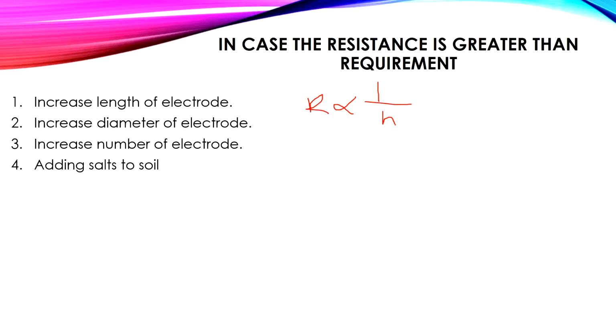Adding salts to soil, such as copper sulfate or NaCl, decreases the resistivity, or increases the conductivity, of the soil. All of this plays a critical role in decreasing the soil resistance.